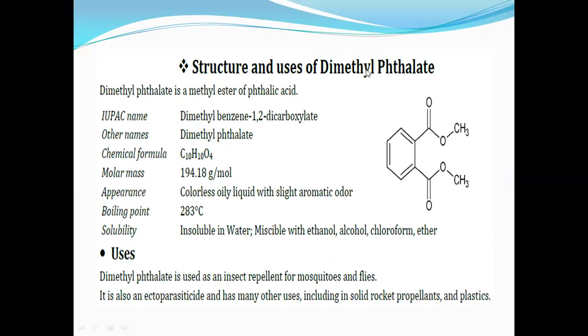Next compound is dimethyl phthalate. This is the structure of this dimethyl phthalate molecule. This is basically the methyl ester of phthalic acid. So if we esterify phthalic acid with methanol, it synthesizes dimethyl phthalate. Now, the IUPAC nomenclature for dimethyl phthalate is dimethylbenzene 1,2-dicarboxylate.